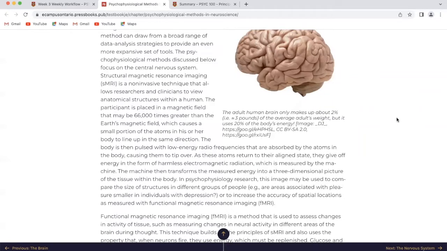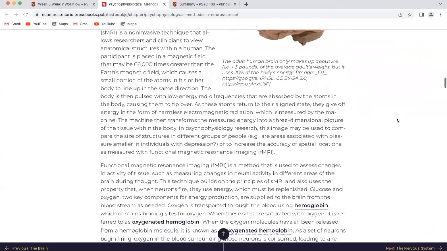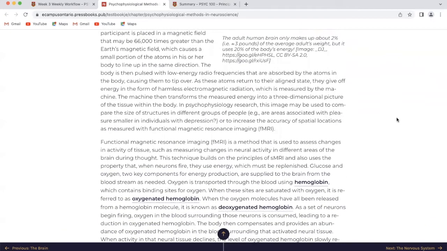Structural magnetic resonance imaging is a non-invasive technique that allows researchers and clinicians to view anatomical structures within a human. The participant is placed in a magnetic field that may be 66,000 times greater than the Earth's magnetic field, which causes a small portion of the atoms in his or her body to line up in the same direction. The body is then pulsed with low energy radio frequencies that are absorbed by the atoms in the body, causing them to tip over.